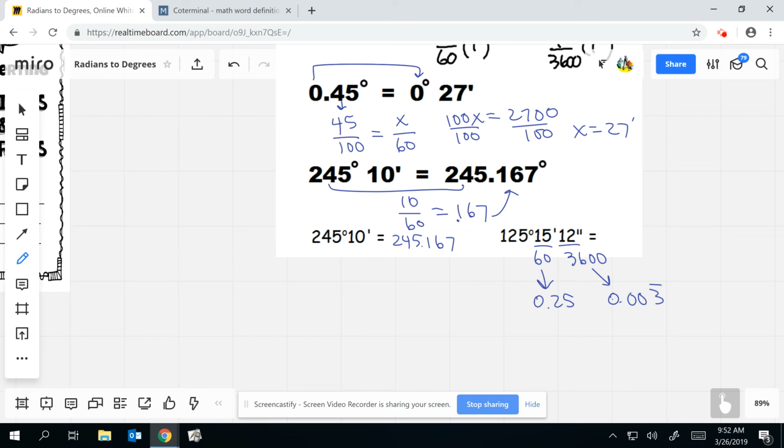So you're going to add these two together, which is going to be 0.253. You could keep the bar on the 3, and you're going to bring down the 245. So this would be your answer right there. So that's how to convert from minutes and seconds to a decimal.